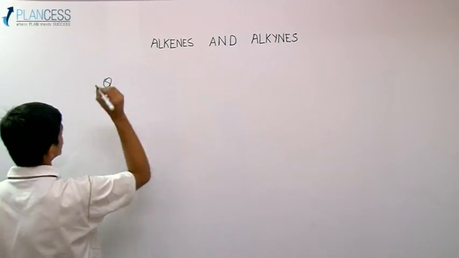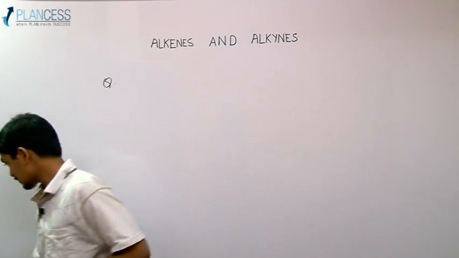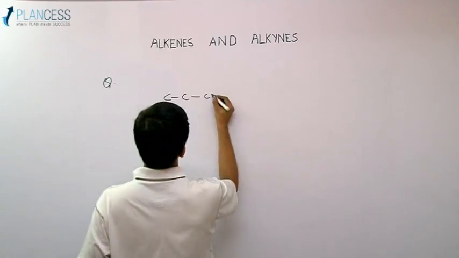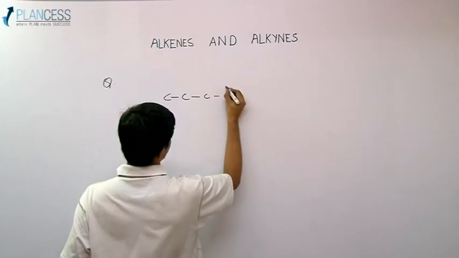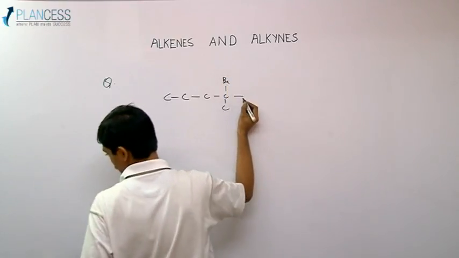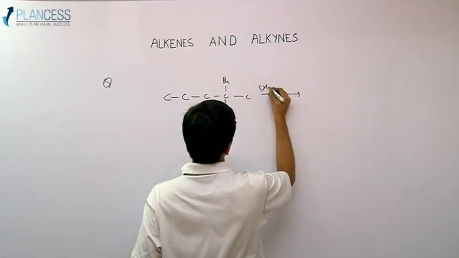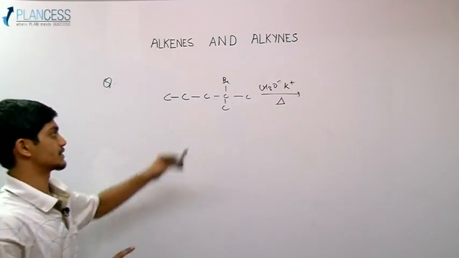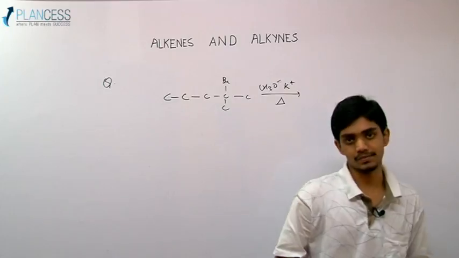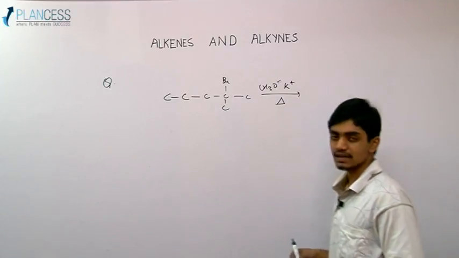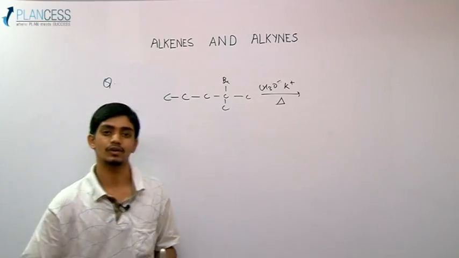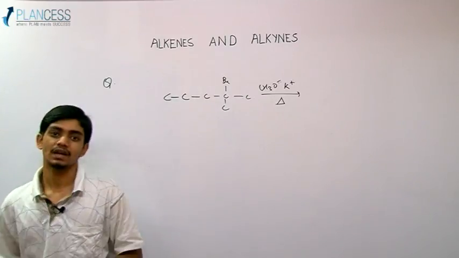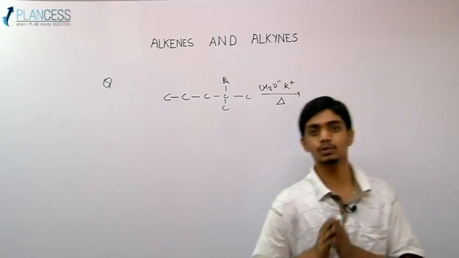Let us first start with some basic questions. You have to tell me what is the most stable product or major product of this reaction, when I take this alkyl halide and treat it with CH3O minus K plus and heat it. Now this is a tertiary alkyl halide. Clearly, this is a dehydrohalogenation reaction, which is a preparation method for the alkene, and this is an elimination reaction, and hence it can proceed through both E1 and E2 mechanisms.